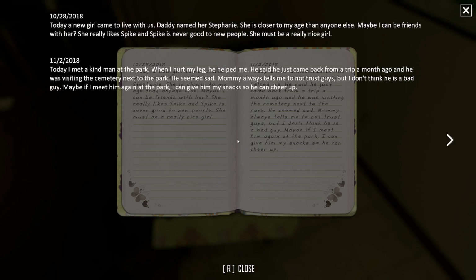So this is Irene's diary, 28th of October. Today I met a kind man at the park. When I hurt my leg, he helped me. He said he just came back from a trip a month ago and he was visiting the cemetery next to the park. He seemed sad. Mommy always tells me not to trust guys, but I don't think he is a bad guy. Maybe if I meet him again at the park, I can give him my snacks so he can cheer up.